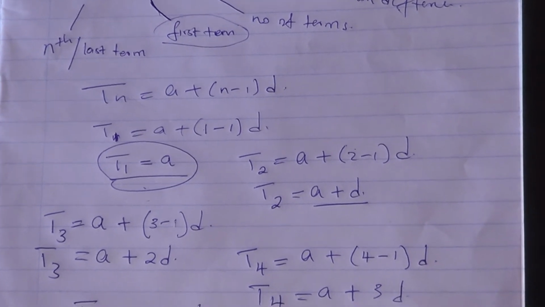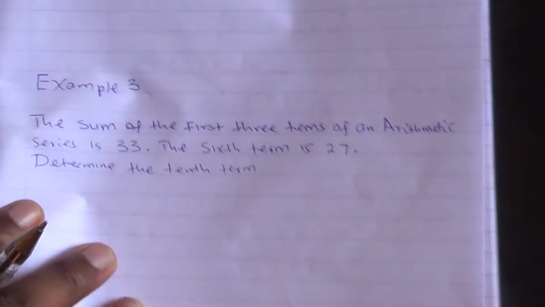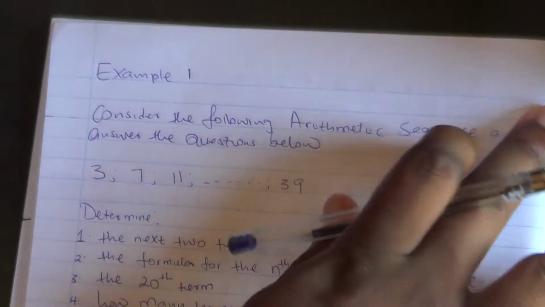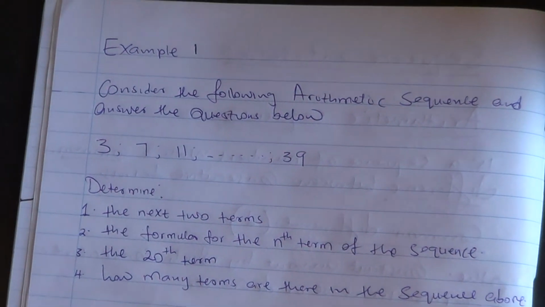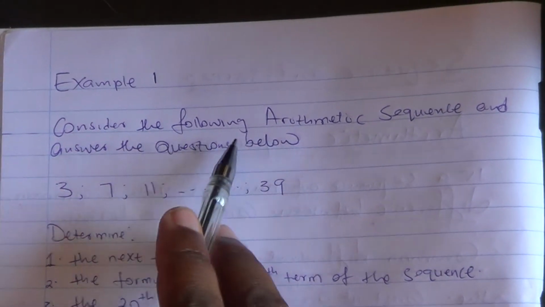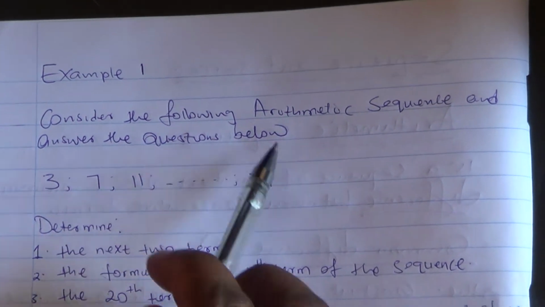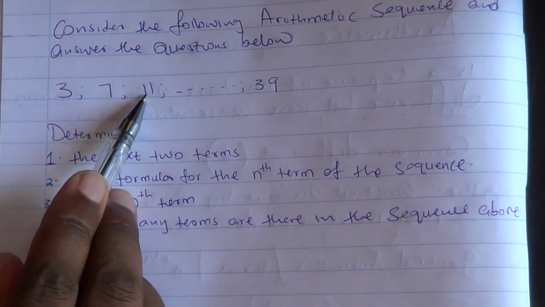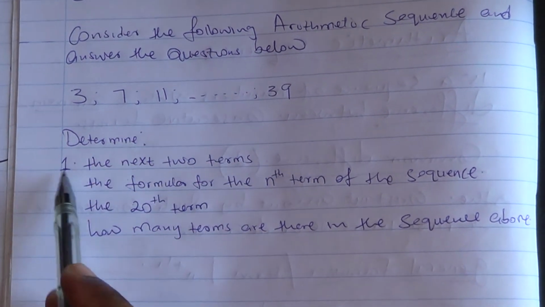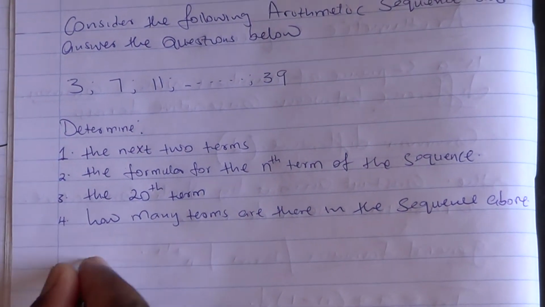Let's check an example of an arithmetic sequence. I prepared something here. Example number 1. Consider the following arithmetic sequence and answer the questions below. We have 3, 7, 11, and the last term is 39. The first question is: determine the next two terms.